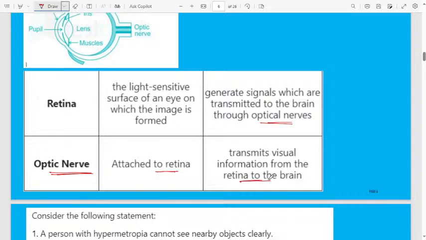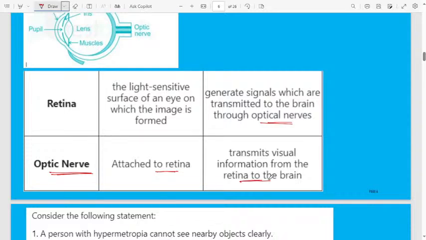See, assume you see an apple. Then the apple's image forms on the retina. That image, in the form of a signal, reaches the brain with the help of the optic nerve. Then your brain recognizes that it is an apple. This process happens within a fraction of a second.